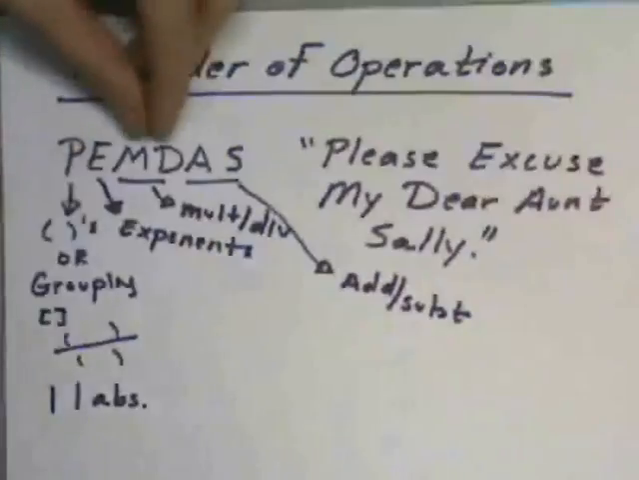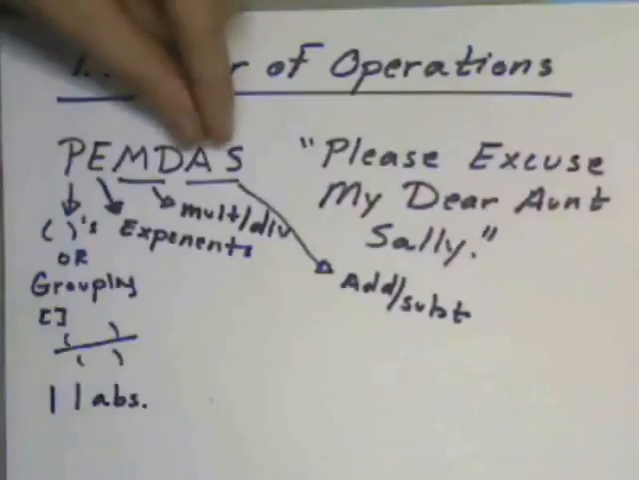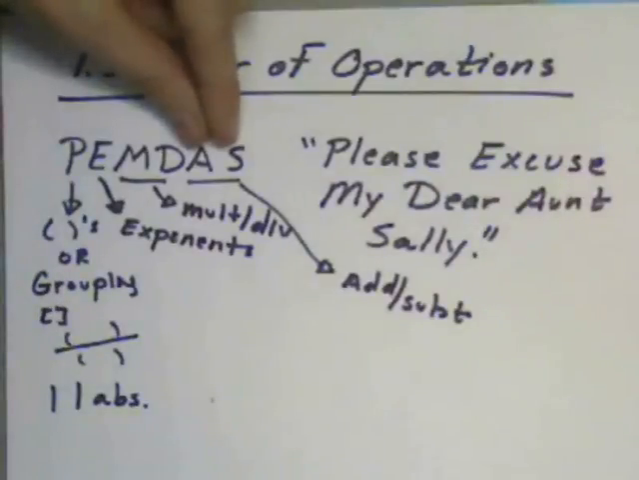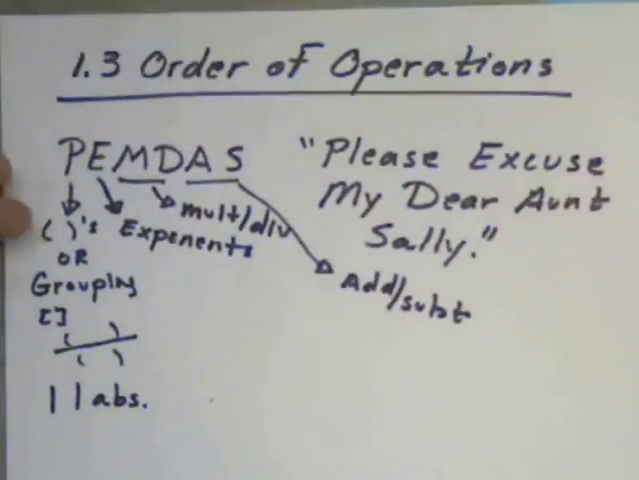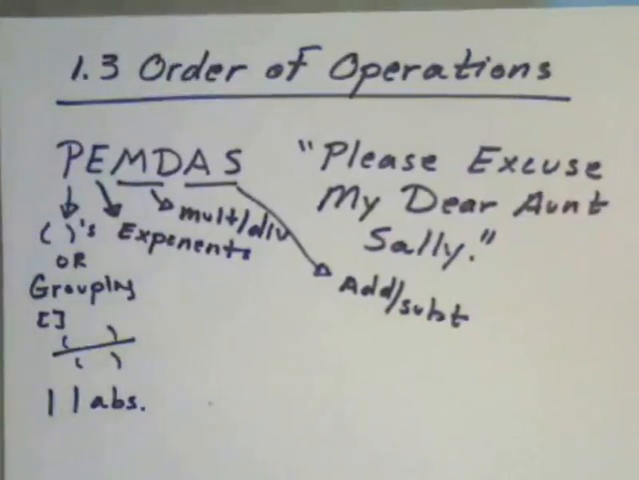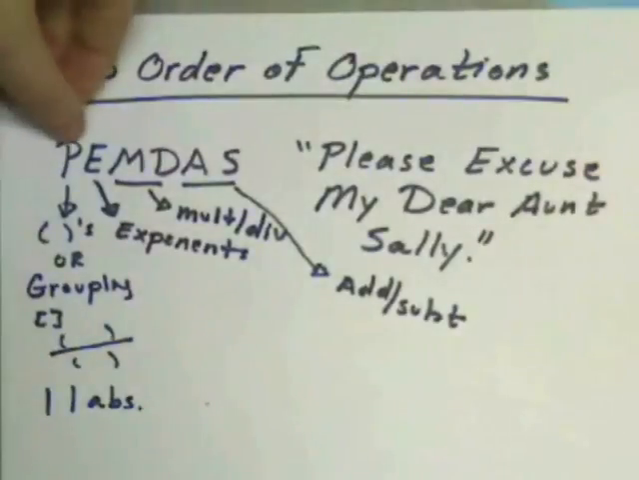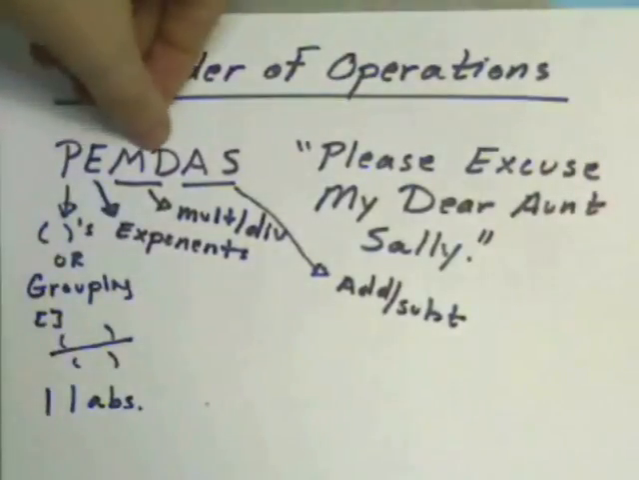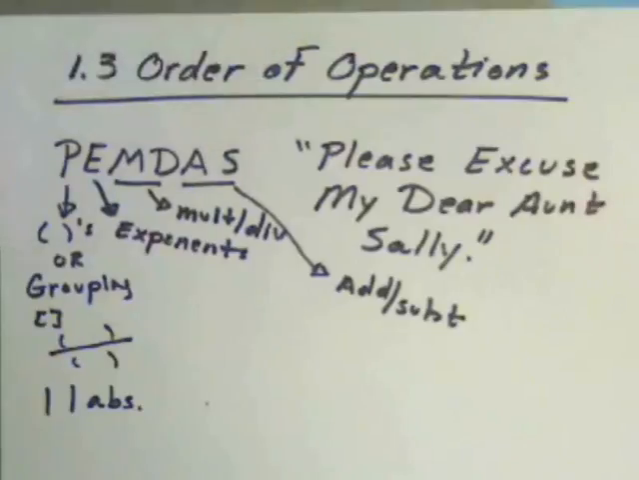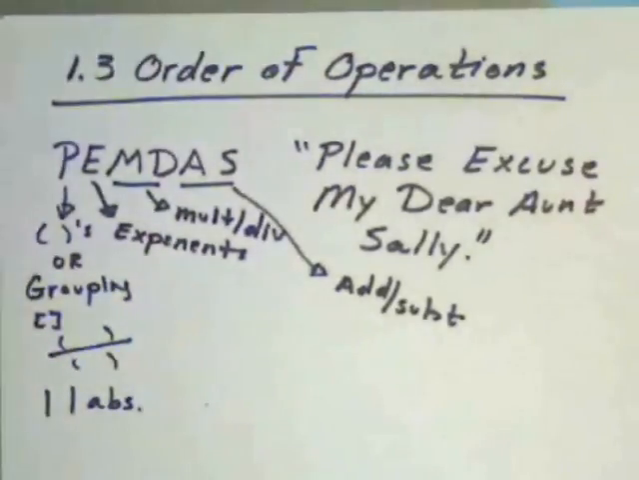Notice again that multiplication and division are on the same level, as are addition and subtraction, so they get the same kind of priority. The way you do any problem is to go through the hierarchy, parentheses, exponents, multiply or divide, add or subtract, and if you're on a certain level, you work left to right within that level.